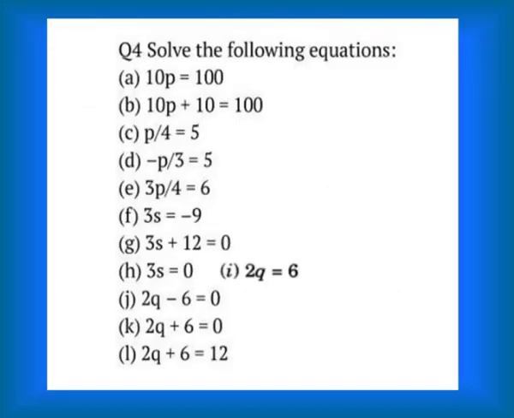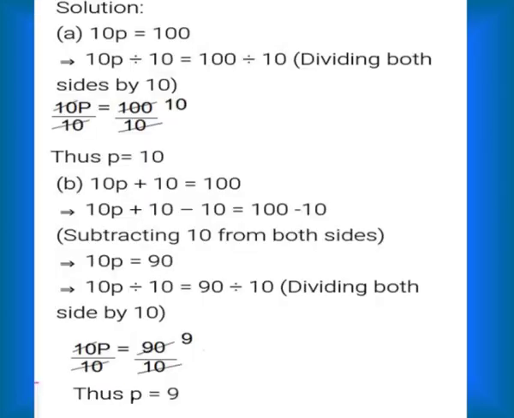Question number 4. Solve the following equations. Here we are given 12 subdivisions of questions. We can solve them one by one. Solution. A subdivision, 10p is equal to 100. So we have to solve the equation and find the solution. In that solution, our LHS should be a variable and our RHS should be a constant.